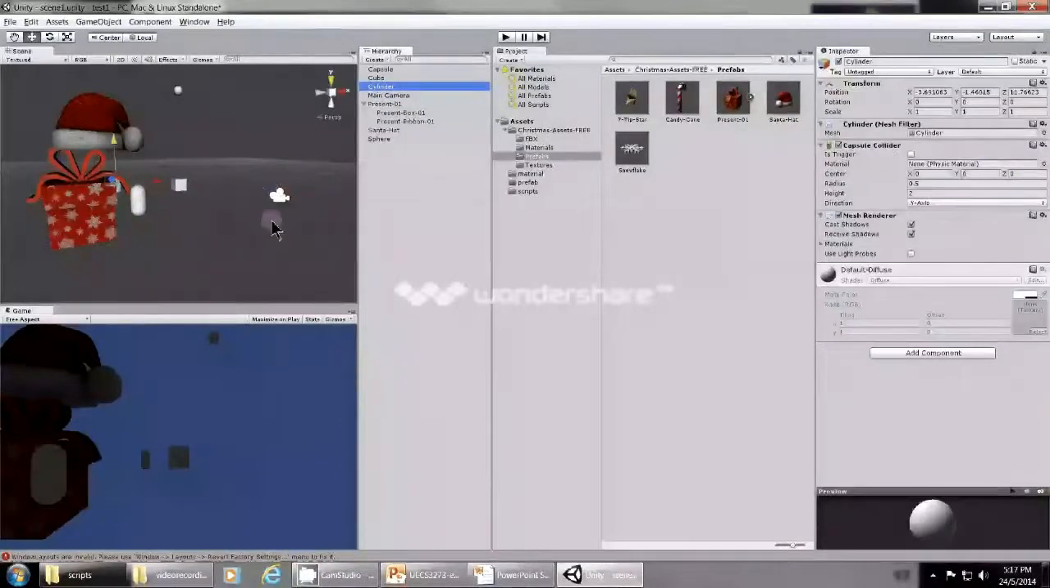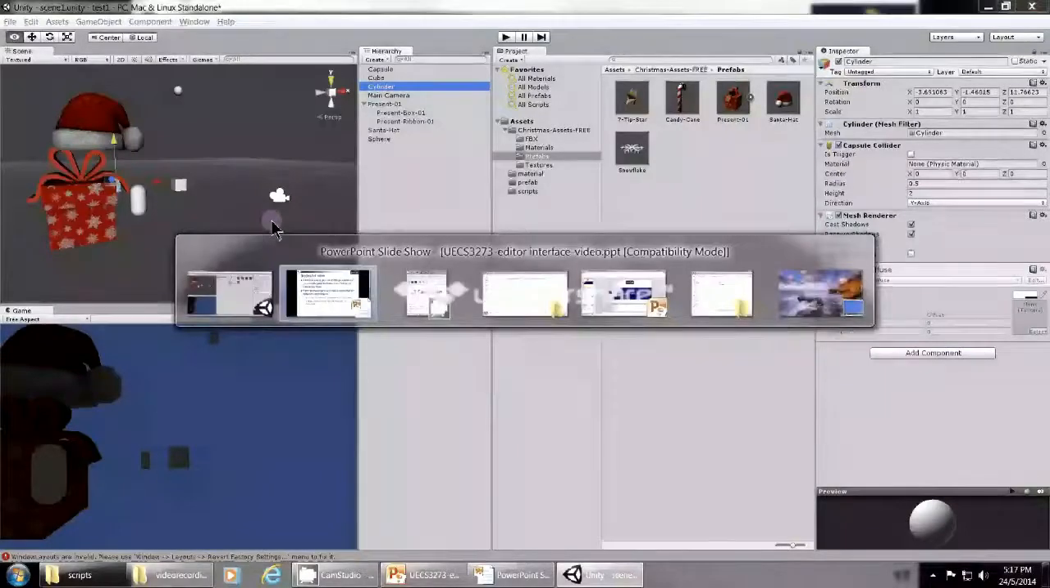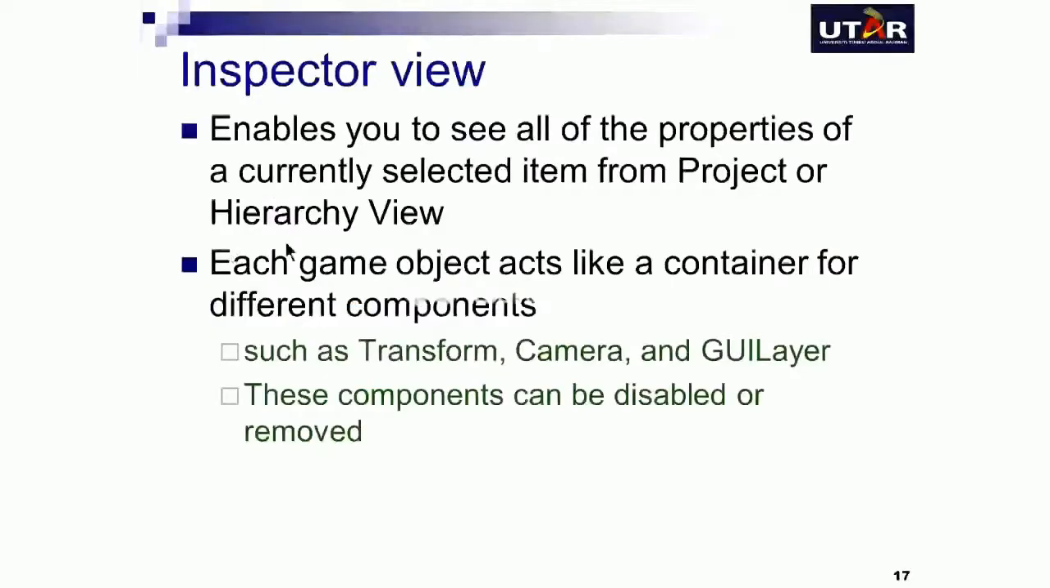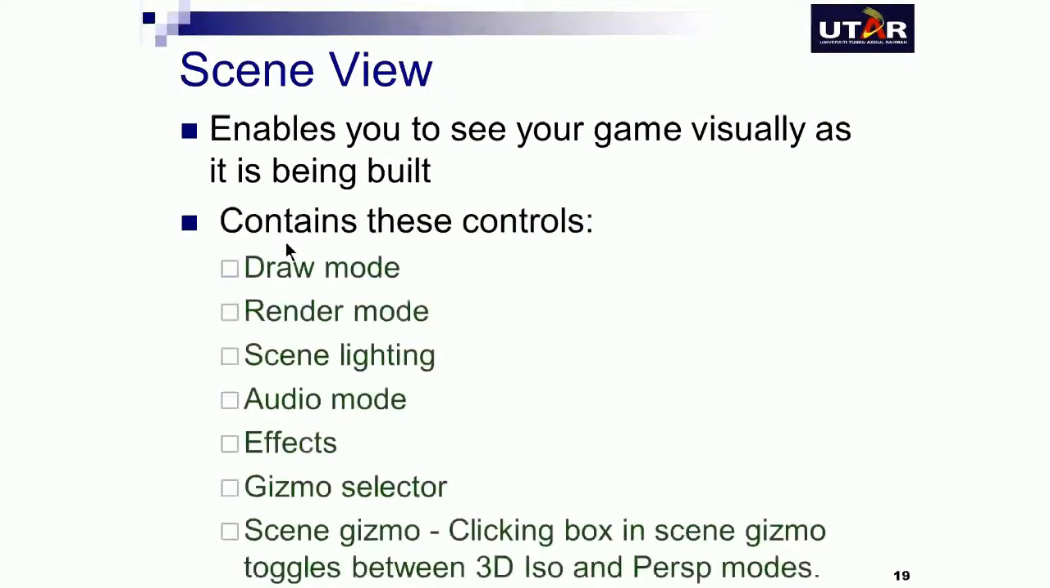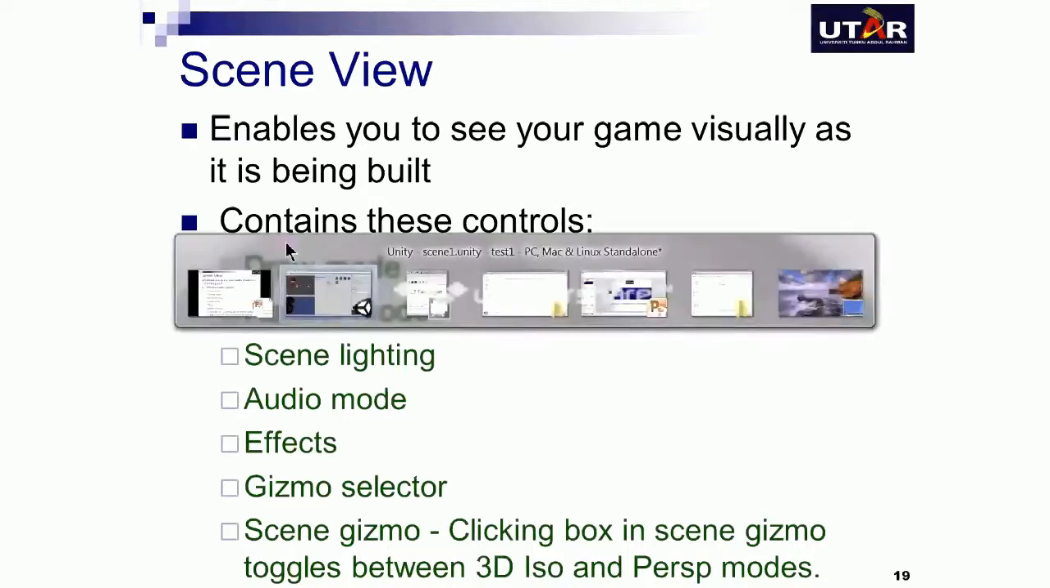Okay, so the scene view has several things that are in it. Let's discuss this briefly. Scene view, as I said, enables you to see your game visually as it is being built. It contains its controls: draw mode, render mode, scene lighting, audio mode, effects, gizmo selector, and scene gizmo. The scene gizmo is the most important one that allows you to actually view your scene in different types of modes. Let's go back to Unity.